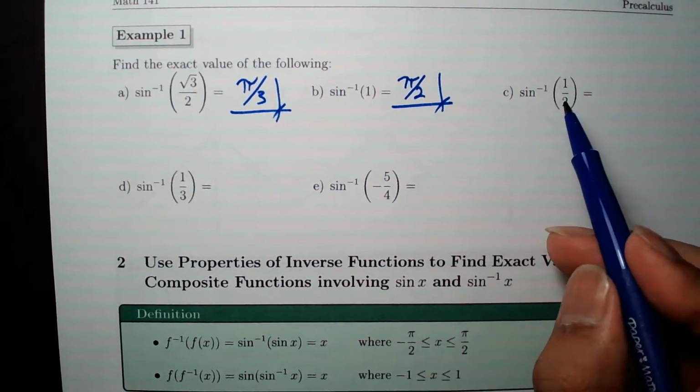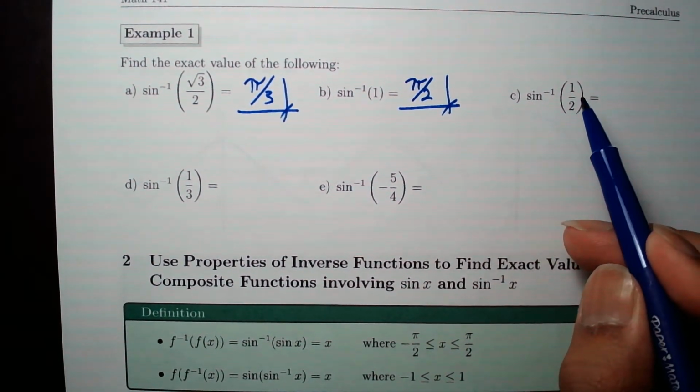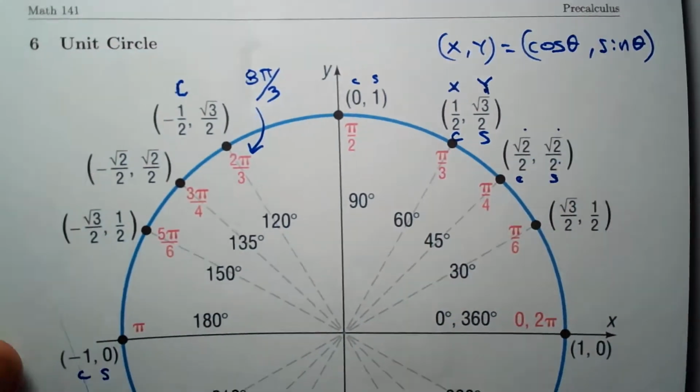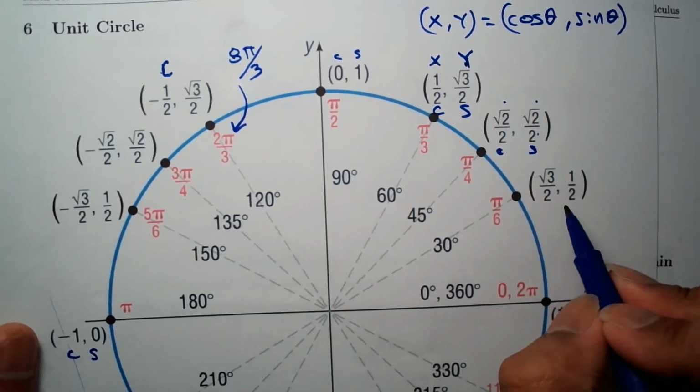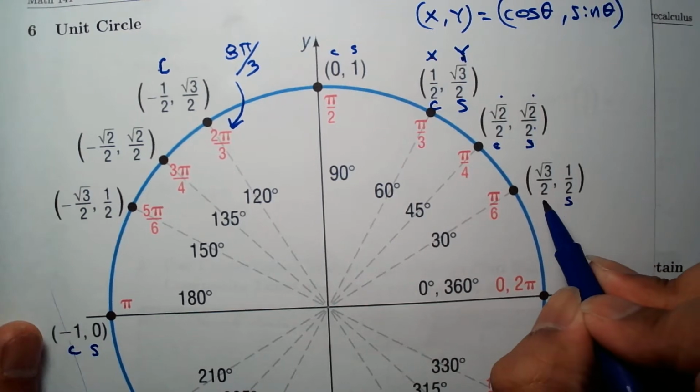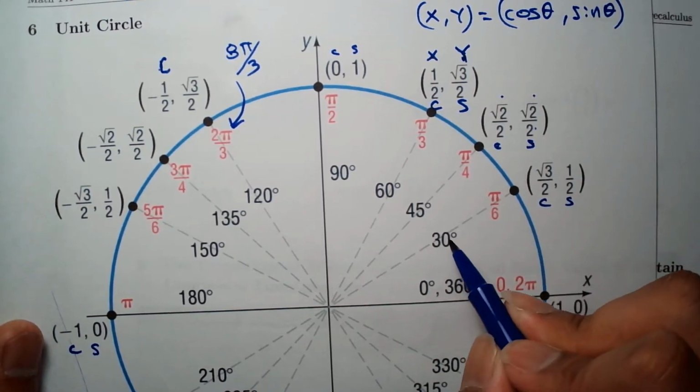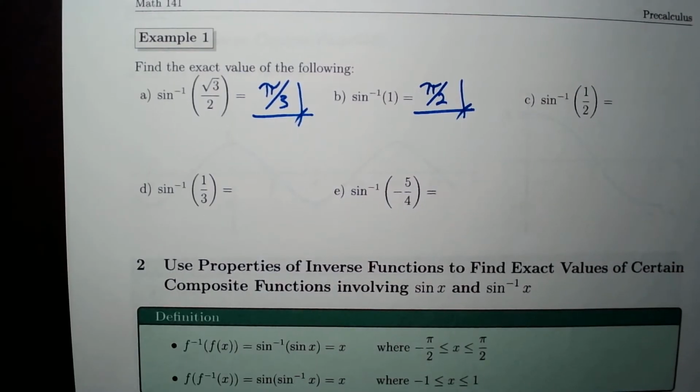For which angle theta is sine equal to 1/2? Well, sine equal to 1/2, we have it here. Pi/6 or 30 degrees.